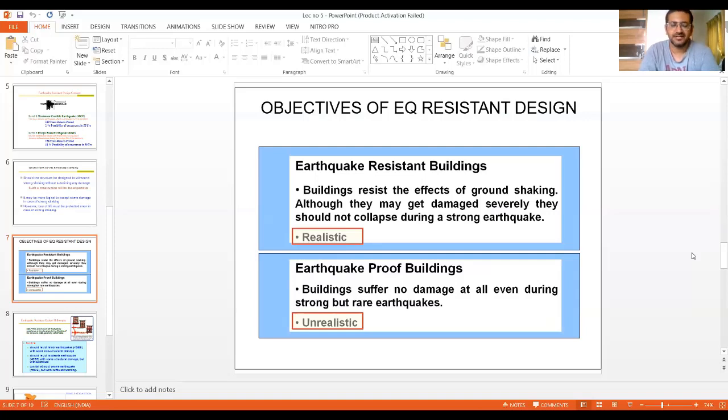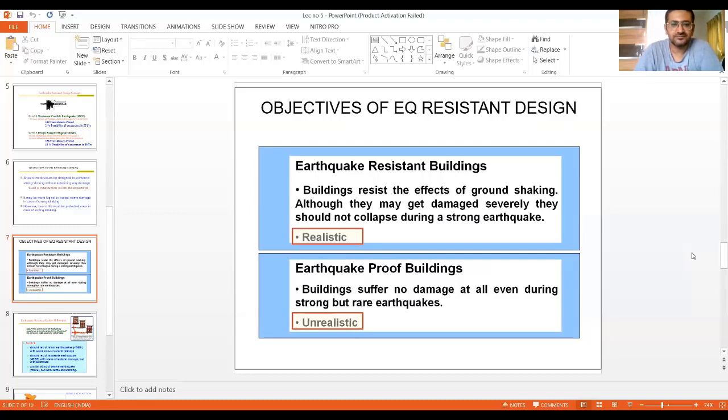An earthquake proof building is one that is designed for the maximum credible earthquake, so that even in the case of the worst shaking, the building will not undergo damage. That is not going to be possible, right? So the objective of earthquake resistant design should be earthquake resistant buildings rather than earthquake proof buildings. That is, the building resists the effect of ground shaking, although it may get damaged severely, but it should not collapse during a shock or during a storm.